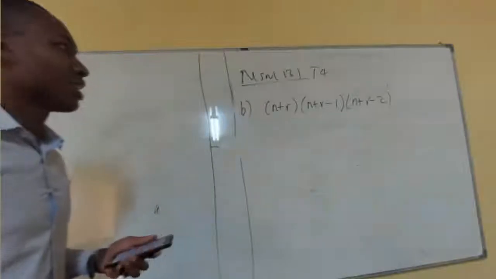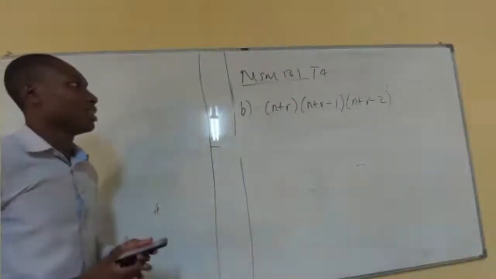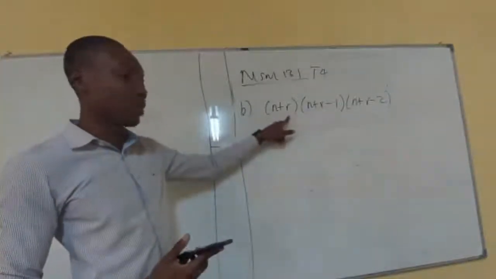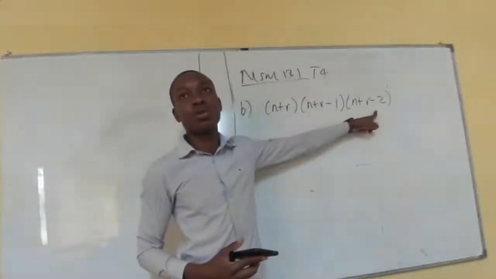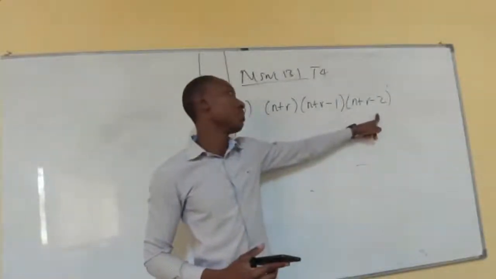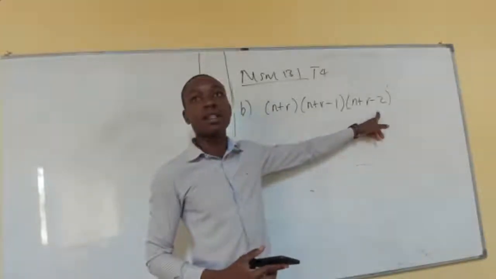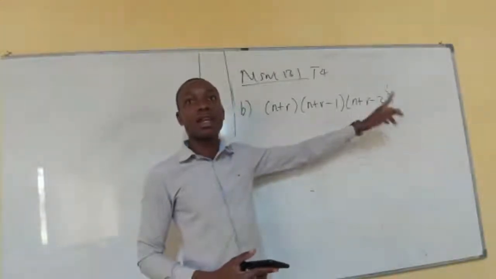If you look at this, ladies and gentlemen, what you notice is that the n is constant, but what is changing is the r. It was r, now we subtracted 1, we subtracted 2. So what do you think the next will be? It's supposed to be n plus r minus 3. That's the next one. After that, n plus r minus 4.